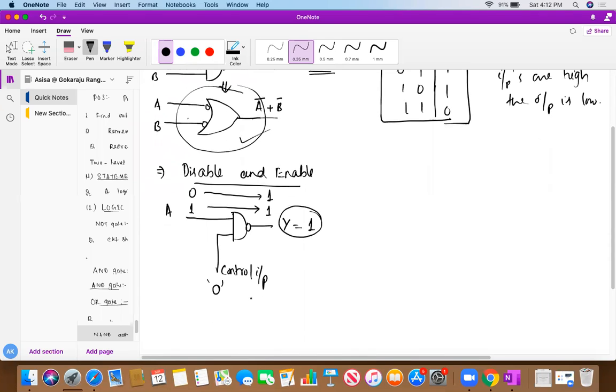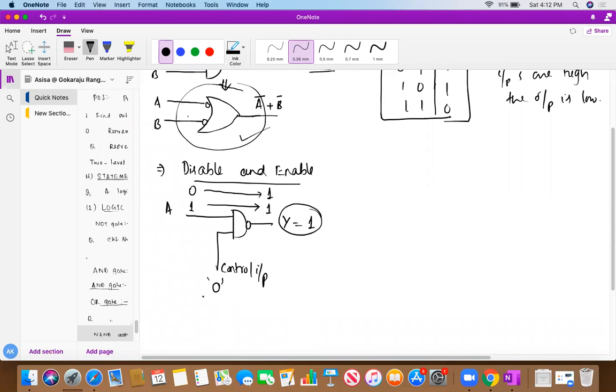So this NAND gate operation with control input 0 makes the circuit disabled. Why is it disabled? Because the output is fixed to logic 1. Whatever we change at the input is not reflected at the output, because of the disable property of the NAND gate. The control input, which we are applying here as 0, makes the NAND gate disabled, keeping the output Y fixed at logic 1.